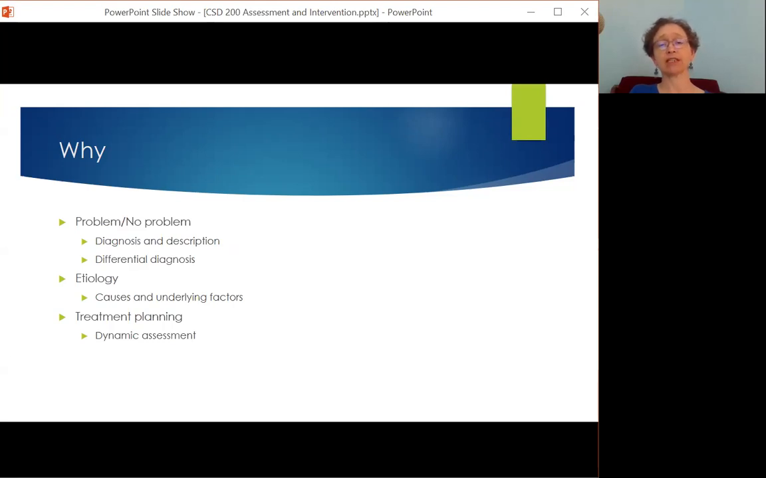An extension of that is differential diagnosis. This refers to the fact that there can be a variety of similar presentations, and we want to be able to apply the most appropriate label to this person if that's a goal of our assessment.